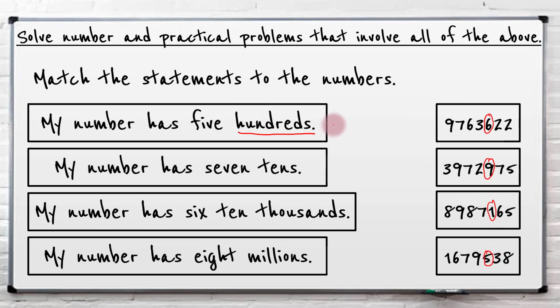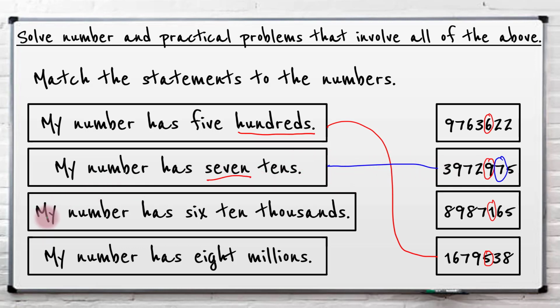So there's only one of these numbers that has got 500. Which is the bottom one. So I'll match this up. My number is 500. My number has 7 tens. Let's use a different color for this one. So 7 tens. Well, tens is the second. So units, tens, units, tens. Well, there is 7 tens. Units, tens, units, tens. So this number is the only number which has 7 tens. So I will match it up.